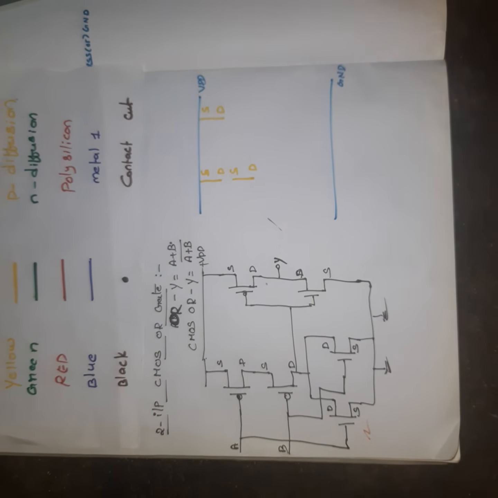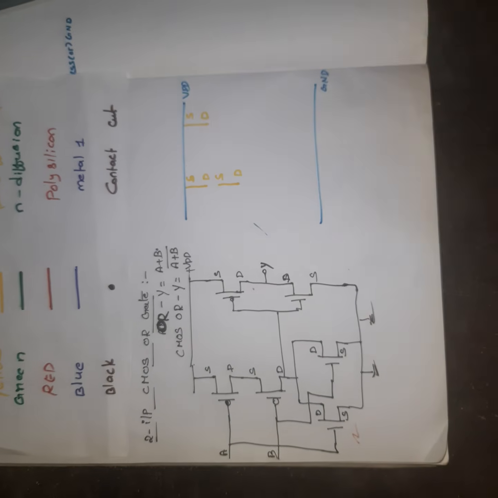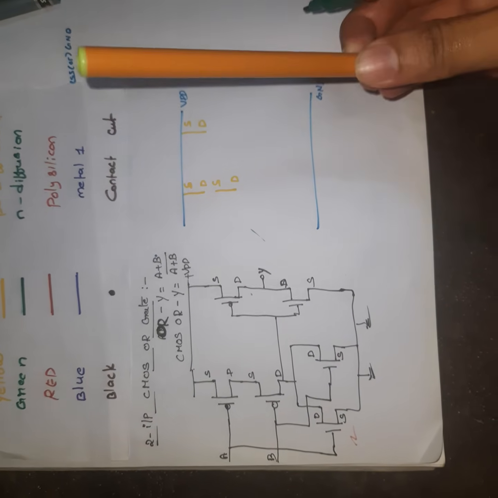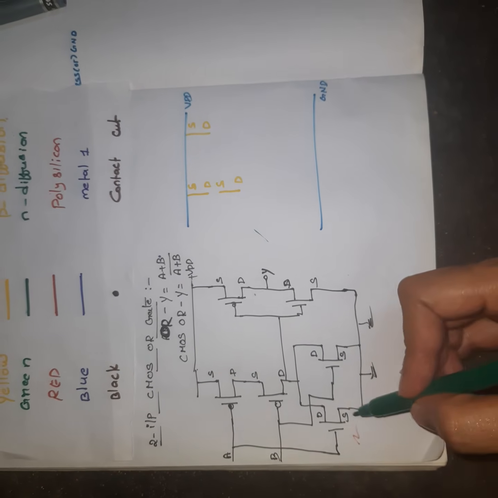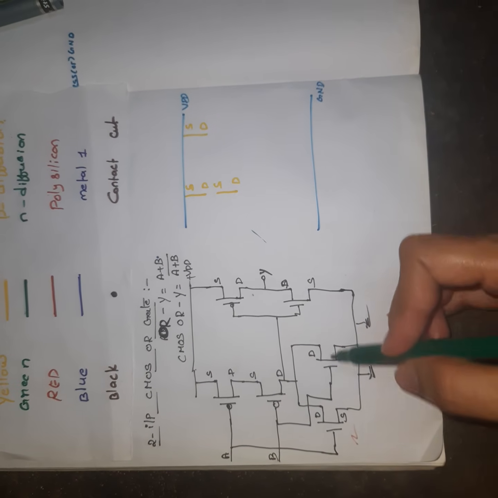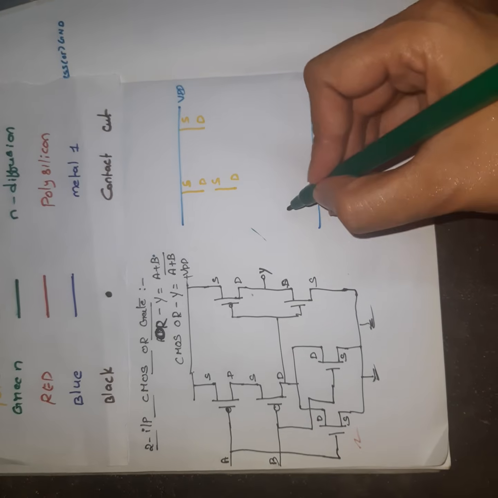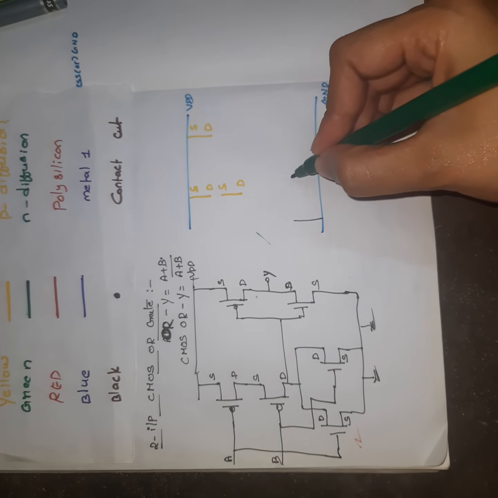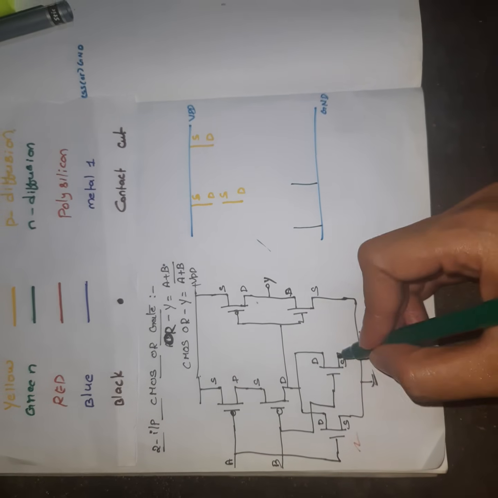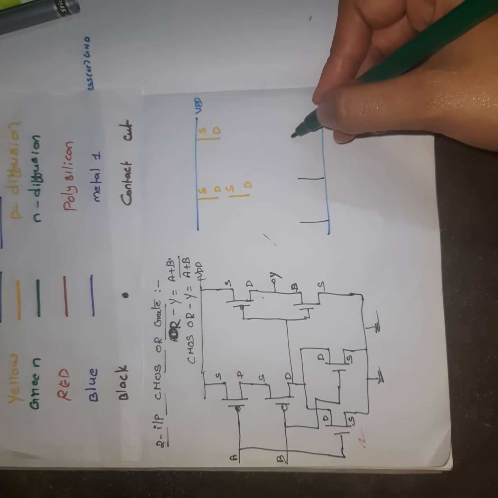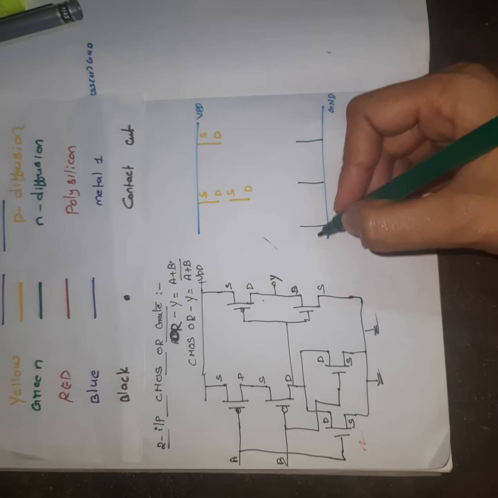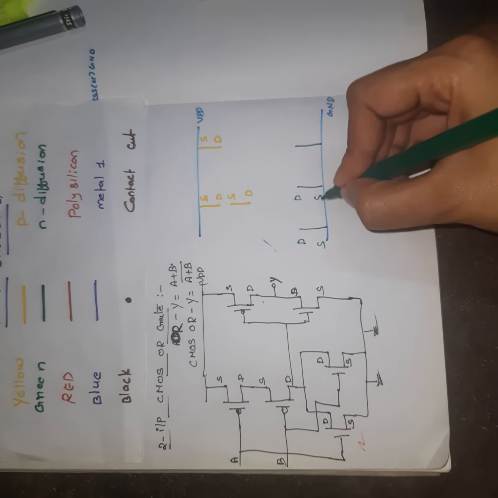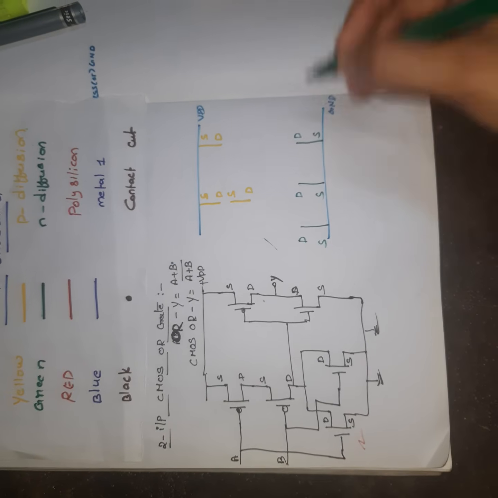The next step is to draw the N diffusion. N diffusion is drawn with green color and P diffusion with yellow color. In N diffusion, there are two NMOS transistors which are connected in parallel. See, the source is connected to ground. For this parallel representation, one more transistor is in series. Indicate the terminal names: drain, source, and here drain and source.